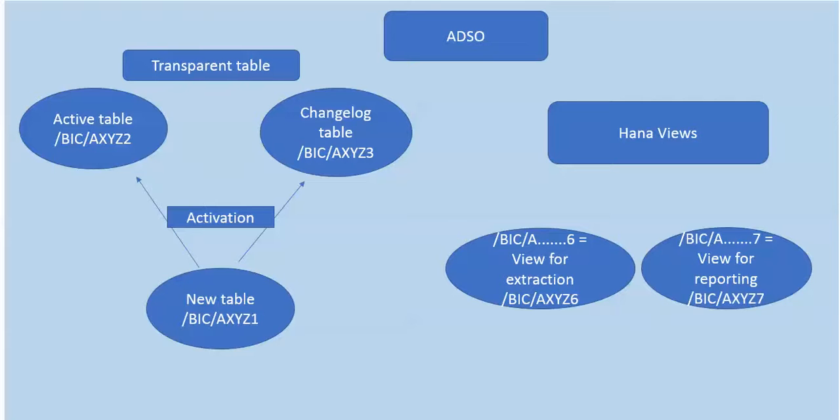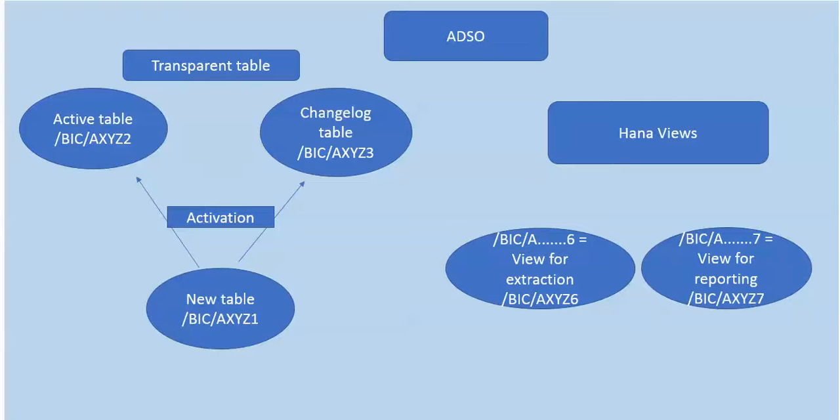And we do have 3 transparent tables: the new table, active table, and changelog table. Plus we have 2 more views, and those can be used as a table in HANA. I will come to that once I complete the new table, active table, and changelog table. First I will talk about the various features, and how the new table, active table, and changelog table work.